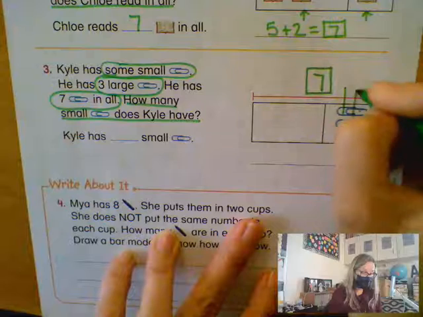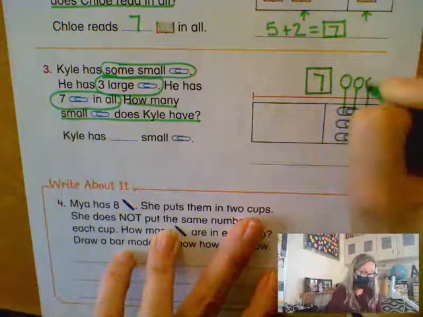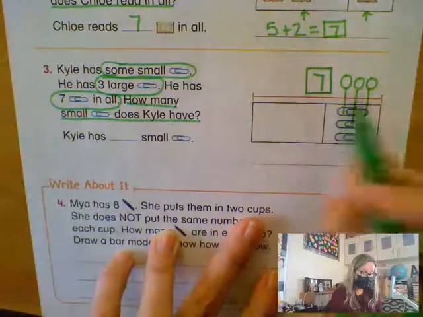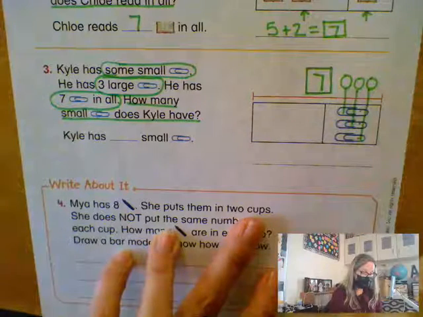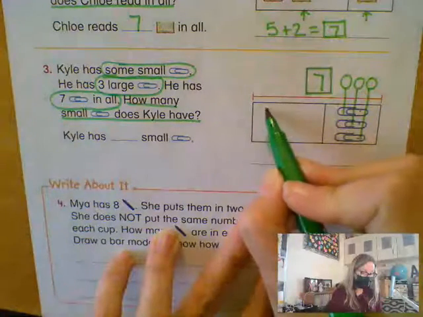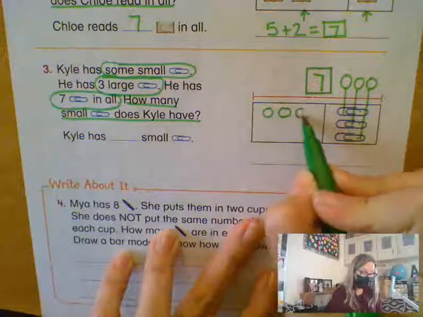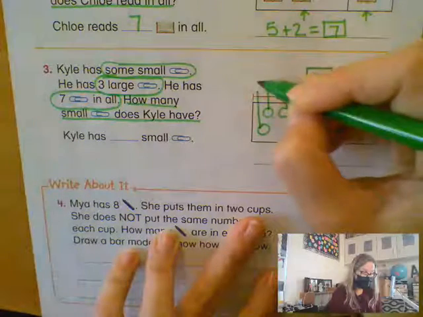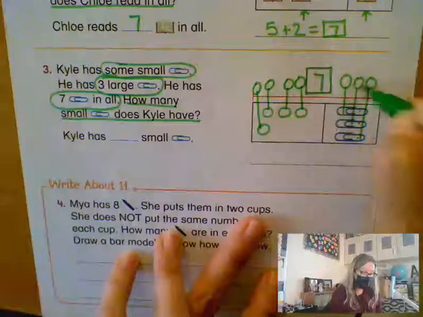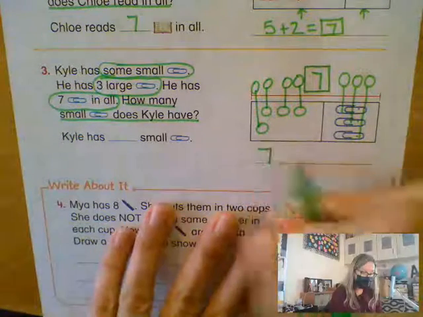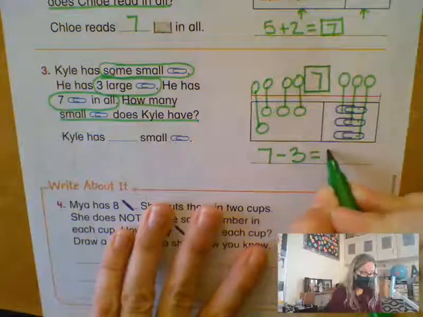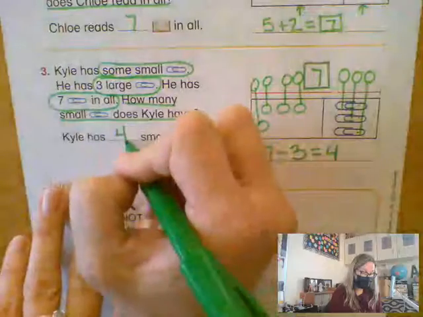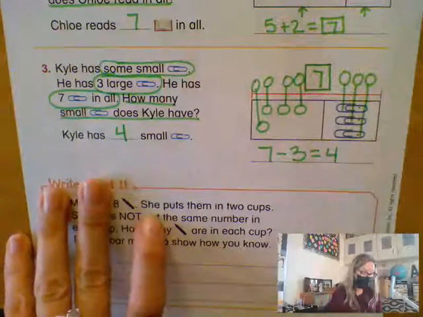Then we have 1, 2, 3 large. So we have to figure out how many small by making sure there's 7 up here. So I already have 1, 2, 3. So let's draw the rest. 4, 5, 6, 7. How many did I draw? 4. So 1, 2, 3, 4 plus 1, 2, 3 equals 7. So we had 7. We took away 3, and that left us with 4. So Kyle has 4 small paper clips and 3 big ones.